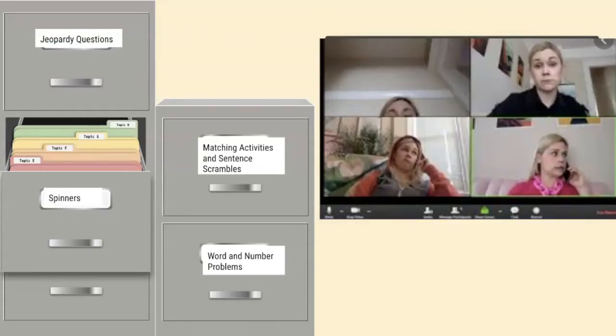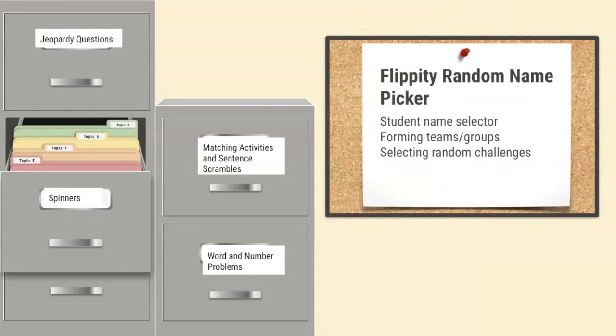The second drawer we're going to open is the spinner drawer. And if you are anything like me, sometimes you ask a question in your Zoom meeting or when half of your kids are remote and half of them are on site, and you don't get anybody jumping at the chance to answer questions. They're just giving you blank stares. So a nice way to get everyone involved is to use the Flippity random name picker.